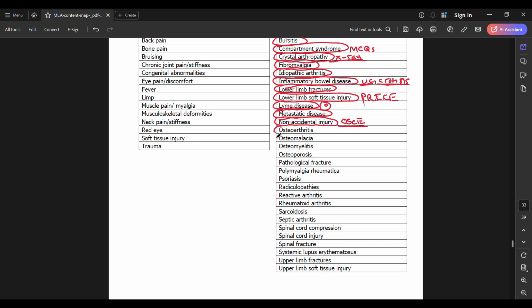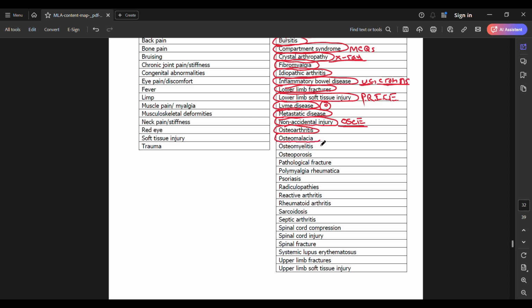Next, you have osteoarthritis. Again, like I said, do all the different arthropathies or arthritis conditions. You should know what is specific to osteoarthritis, and just do this well. Tends to show up in exams.